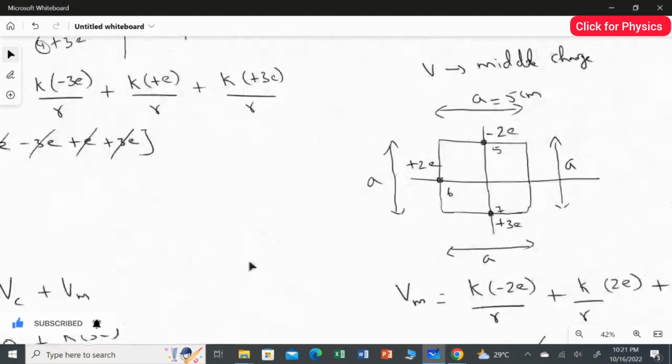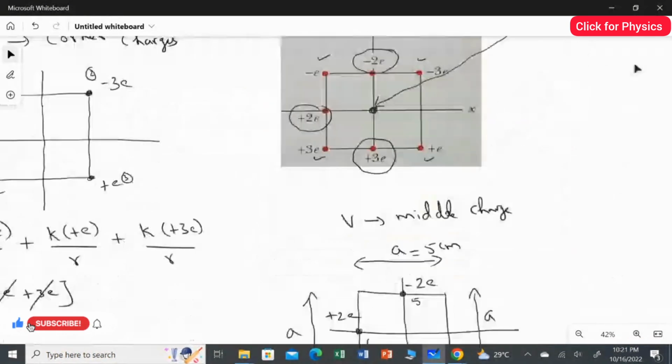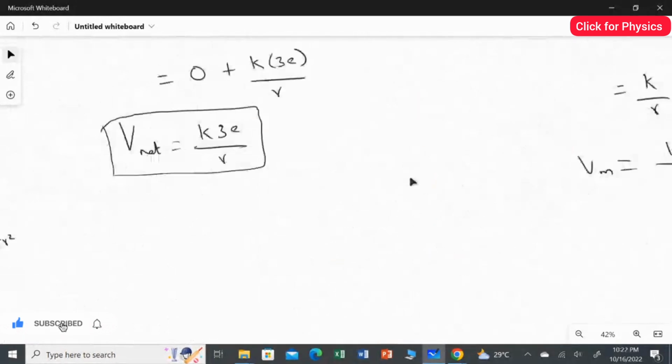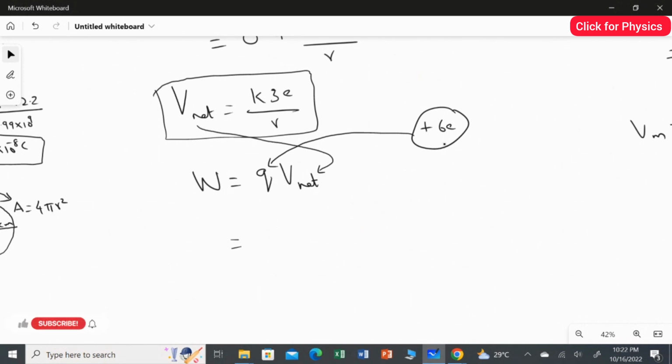Now we have found the potential for these 7 charges. Now we have to find the work done for bringing this sixth charge from infinite distance to the middle. So we have to use the formula for work done. The formula for work done is equal to Q multiplied by the net potential. What is our charge here? We are going to bring this 6E from infinity. So in place of the charge, I am going to use this value, and in place of V net, I am going to use this value. Therefore, plus 6E multiplied by K multiplied by 3E over R.